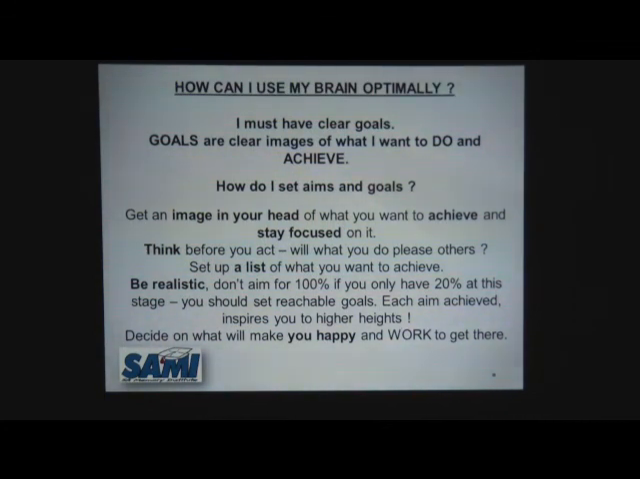Will what you do please others? Set up a list of what you want to achieve. Be realistic. Don't aim for 100% if you only have 20% at this stage. You should set a reachable goal, for example, 50 or 60%. Each aim achieved inspires you to higher heights. Decide on what will make you happy and work to get there.